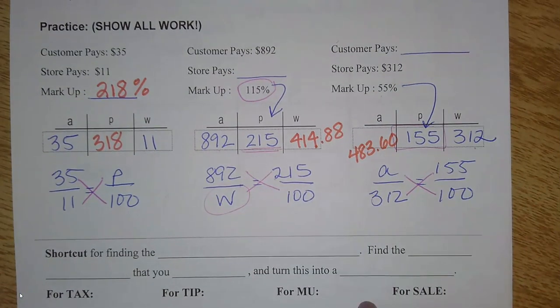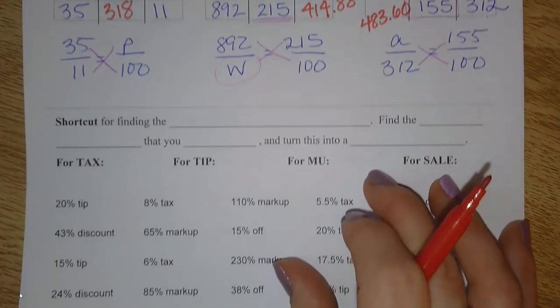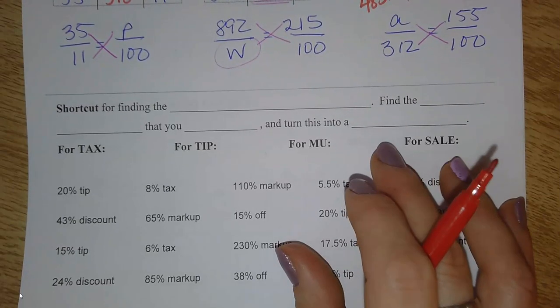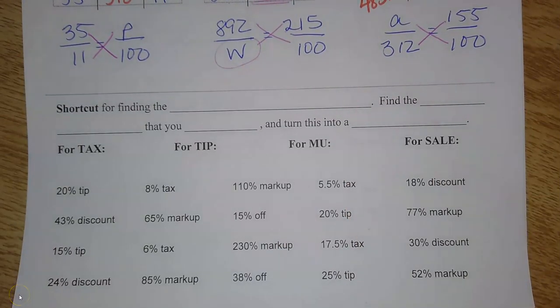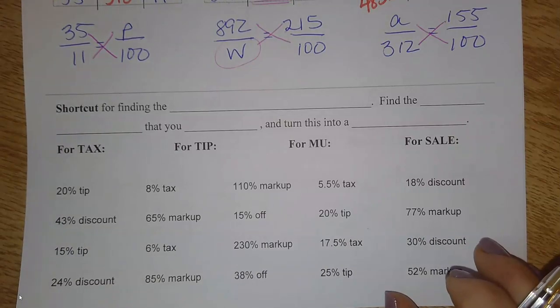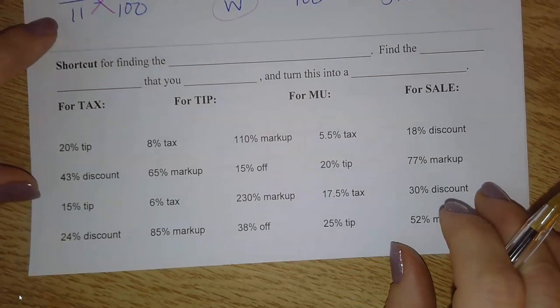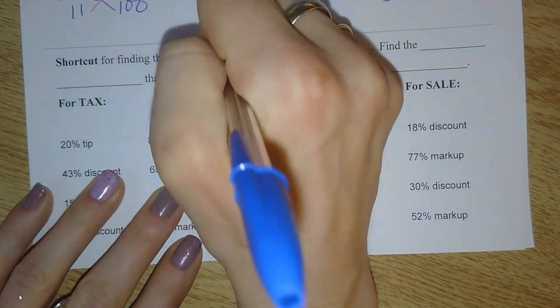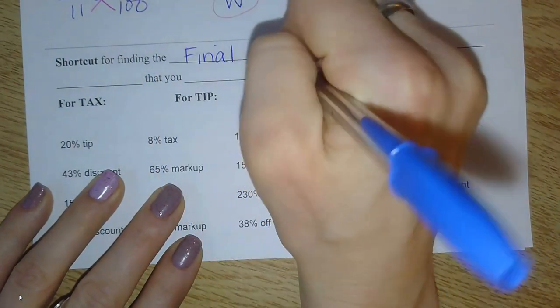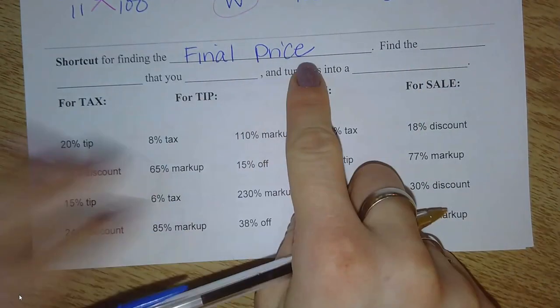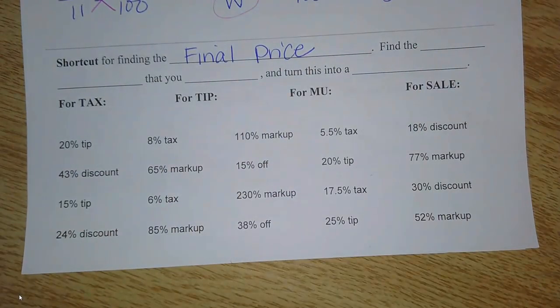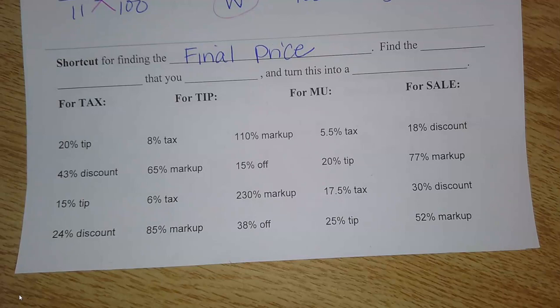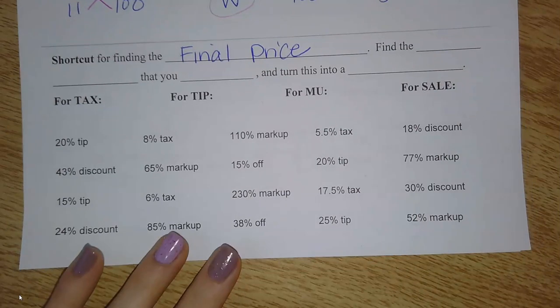All right. So you did those as practice. You checked them. Let's move on and talk about this shortcut. We call it a shortcut. It's a little bit simpler way of finding the answer for the final price. So this will not work if you're looking for the percent, or the original price. If you're just looking for the final price, we can use this shortcut.